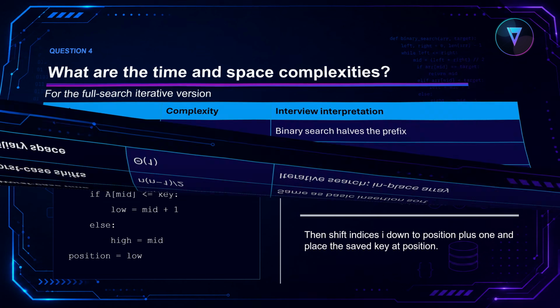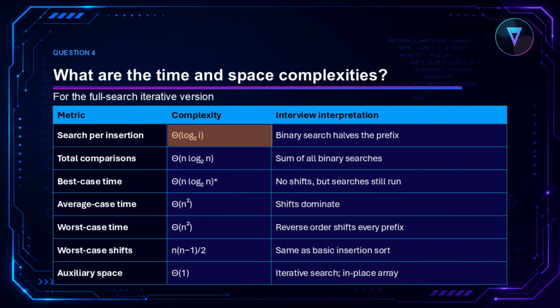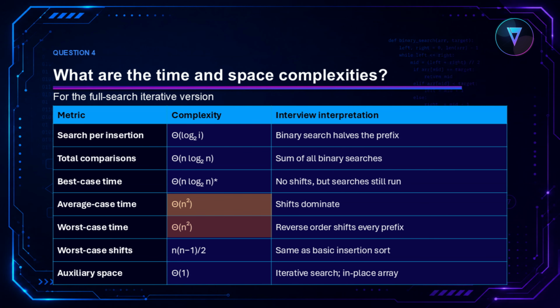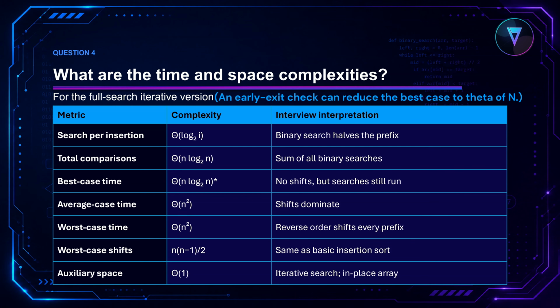What complexity answer should I give in an interview? One binary search takes O of log of i comparisons, so all searches total O of n times log of n. For the full search version, best case time is O of n times log of n. Average and worst case time are O of n squared because of shifting. Iterative binary search keeps auxiliary space at O of 1. An early exit check can reduce the best case to O of n.